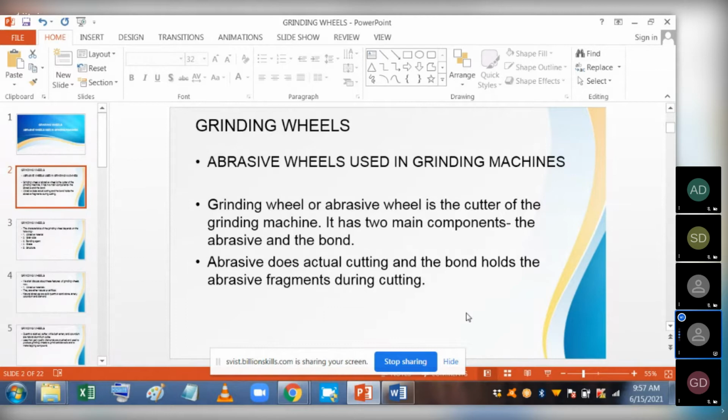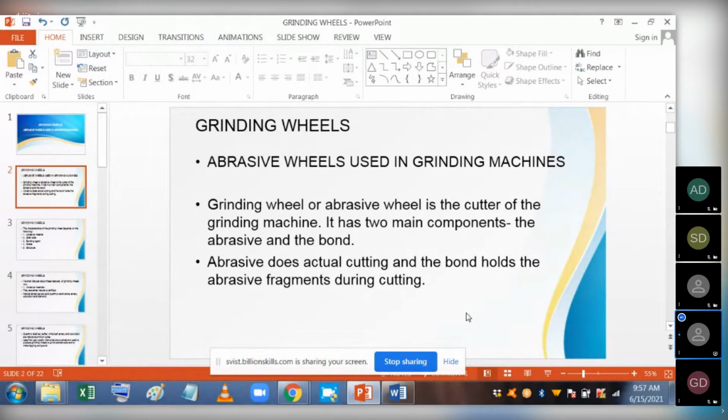Okay? They have a good scratching characteristic, one should say. Now, a grinding wheel or abrasive wheel is the cutter of the grinding machine. It has two main components, the abrasive and the bond. There is an abrasive in the form of particles, and there is a bond which holds the abrasive particles together. The abrasive does the actual cutting, and the bond holds the abrasive fragments during cutting.